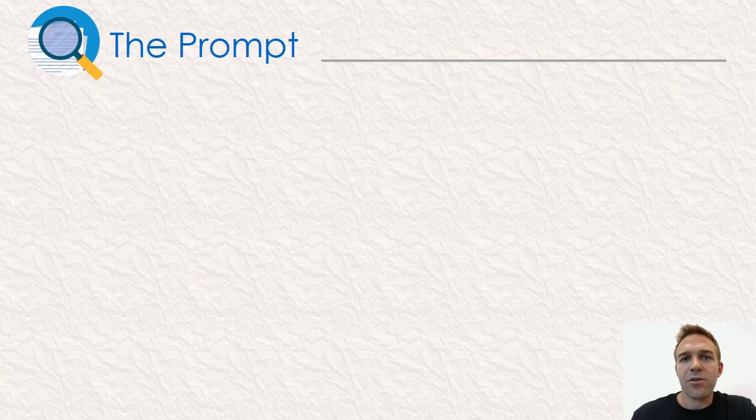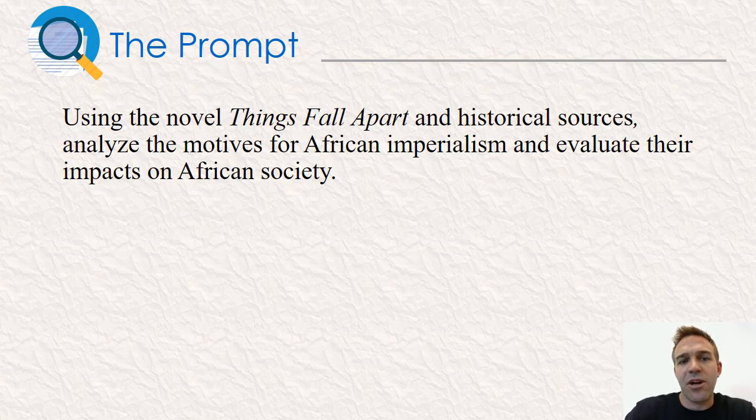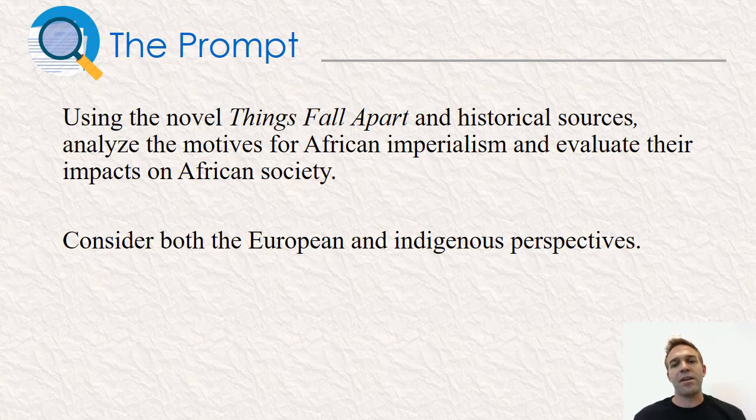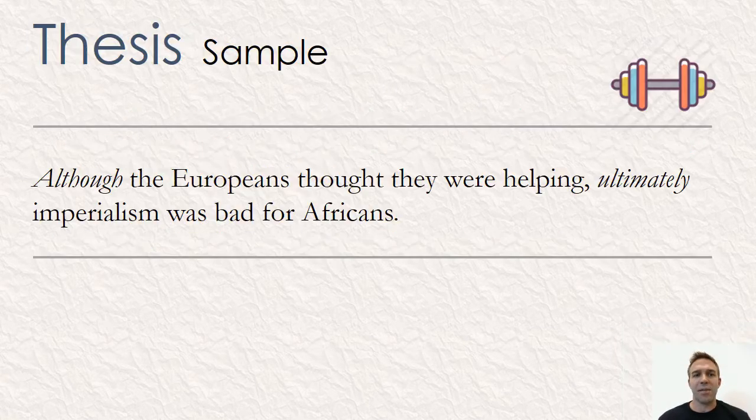All right, so let's review the prompt again. The prompt asks us to use the novel Things Fall Apart and historical sources to analyze the motives for African imperialism and evaluate their impacts on African society, considering both European and indigenous perspectives. That's our prompt. Let's take a look at some thesis samples.